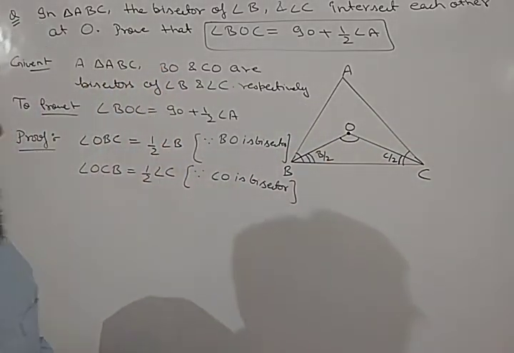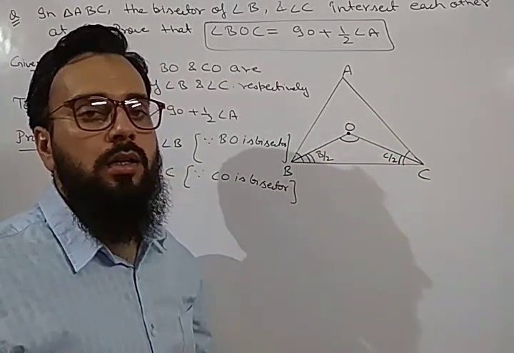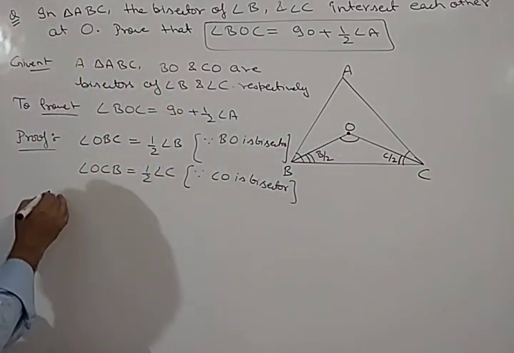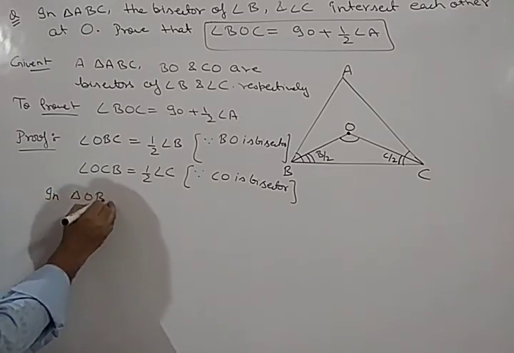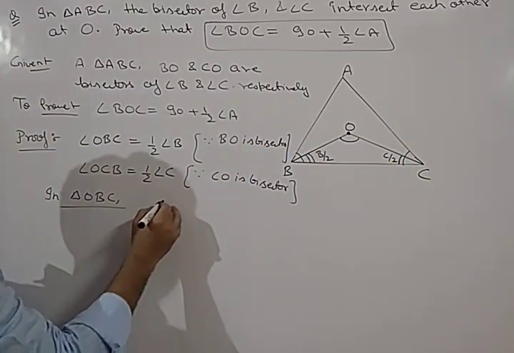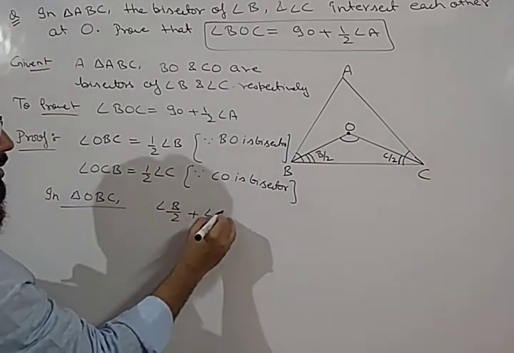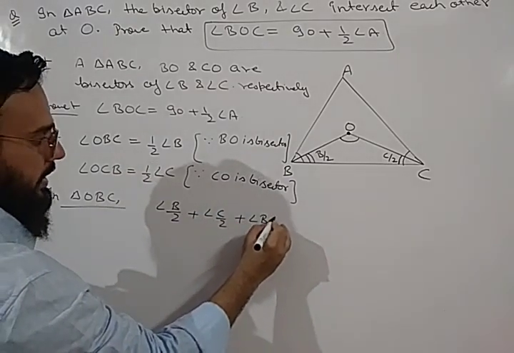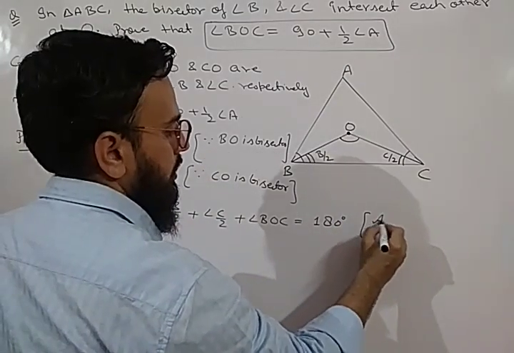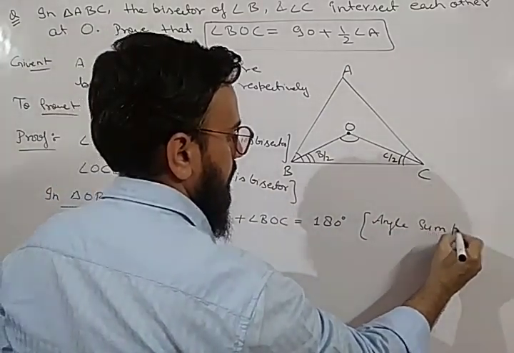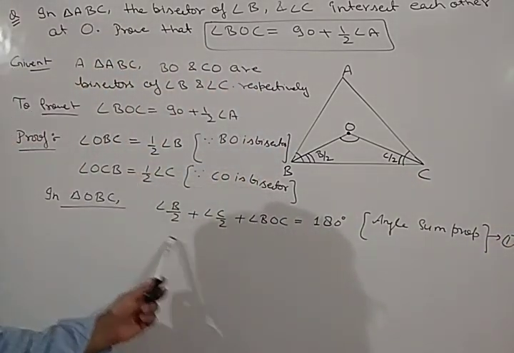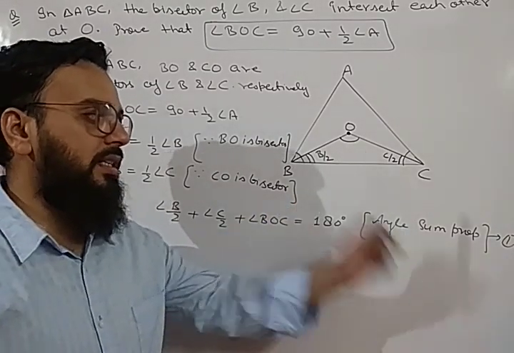Now, if we take this triangle OBC, we know that the sum of all the angles of a triangle is 180 degree. So now we are taking in triangle OBC. What is angle sum property? Sum of all the three angles. So what are the angles? Angle B by 2 plus angle C by 2 plus angle BOC. It will be equal to 180 degree and you will write here angle sum property. Let us take it equation number 1. So angle B by 2 plus angle C by 2 plus angle BOC, it is equal to 180 degree by angle sum property.